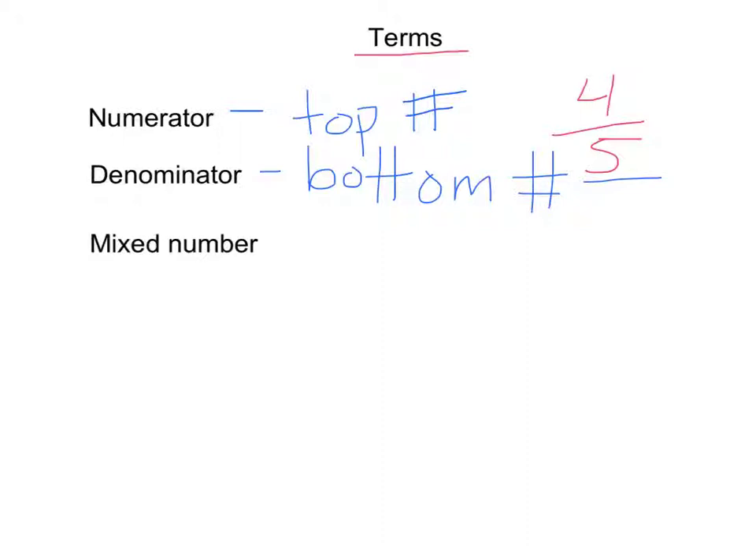A mixed number has both a whole number and a fraction. So in this example here, our whole number is 3 and our fraction is 1/2. And when you combine the two to get 3 and 1/2, you have a mixed number.